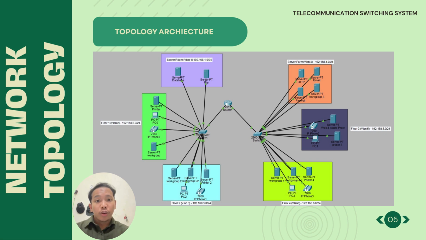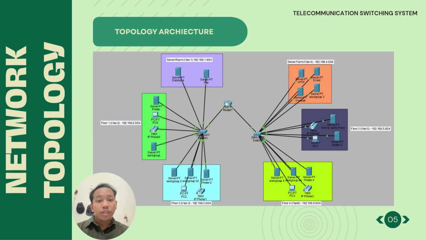Now I will explain the overall topology architecture of our network. Our network uses a star topology where all devices are connected to central switches. The network is divided into 6 VLANs to separate users and services. VLAN 1 is the server room, which contains the database server and file server. VLAN 2, VLAN 3, VLAN 5 and VLAN 6 are assigned to users on floors 1 to 4. Each floor includes the PCs, IP phones, printer and workgroup servers.